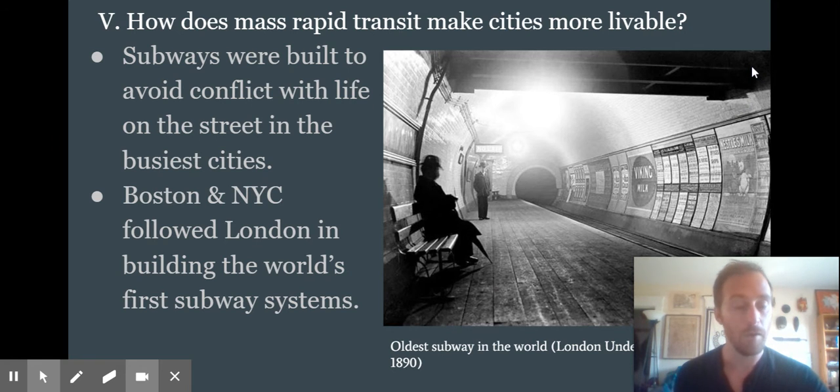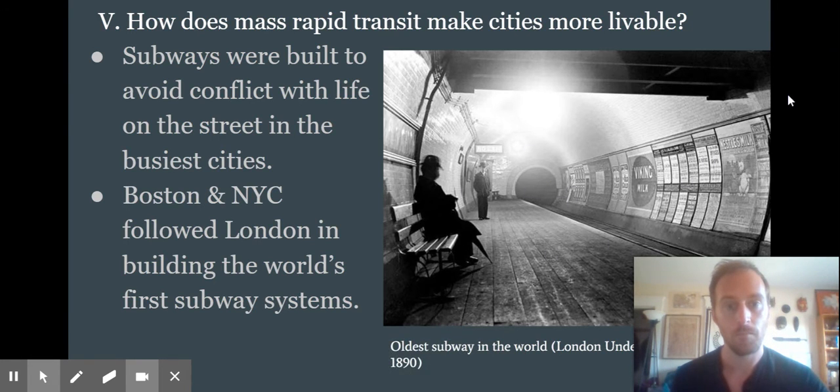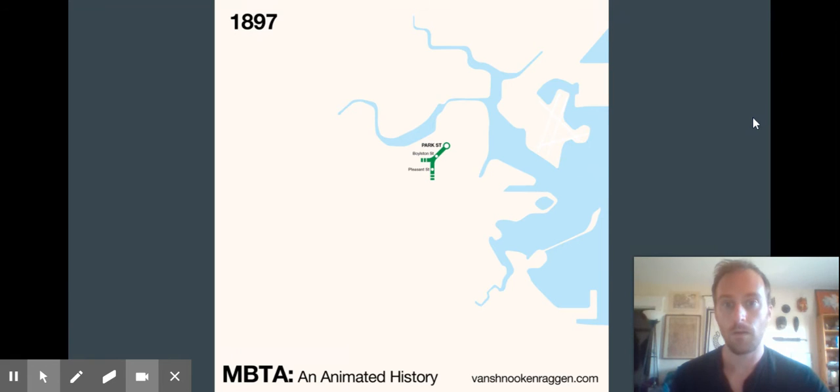So you may have noticed a theme in this unit, or this section rather. This again is, the first subways are built basically because they ran out of room on top of the streets. This is an image, 1890, the oldest subway in the world. It's called London Tube. You can see that with this tube shape right over here. It's building out of the Boston subway system over time.